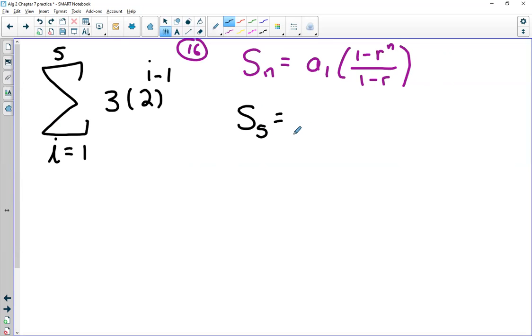So S of 5, A1, what is my A1 position? Let's look at this equation. What's my A1 position in this case? It's 3, because remember, the equation is A1 times R^(n minus 1). So in this case, my A1 is 3. If you can't tell what your A1 is, you just plug in 1 and you'll see the math.